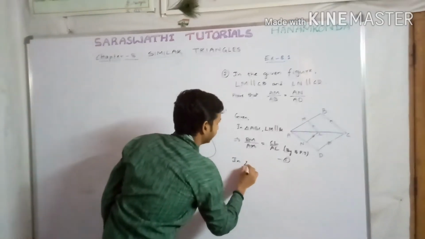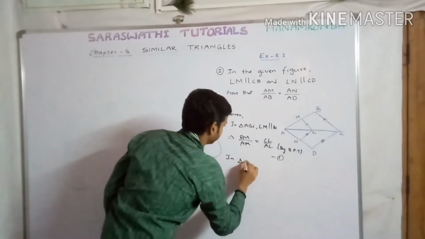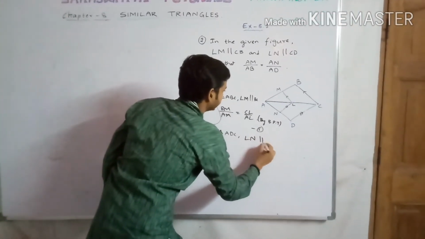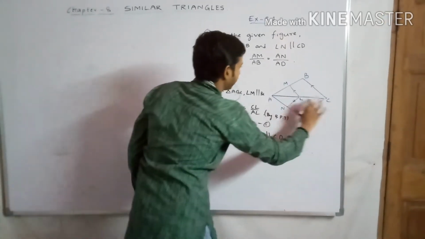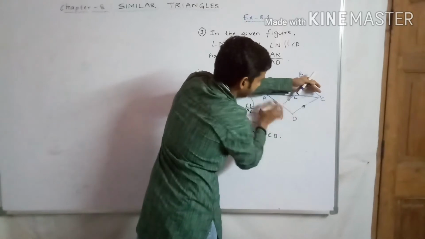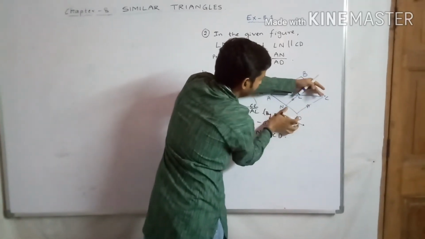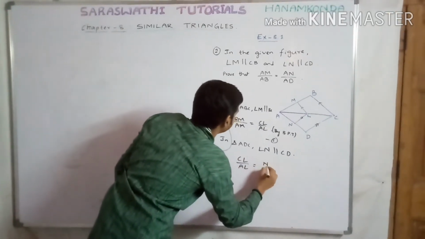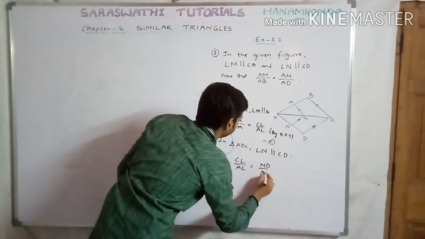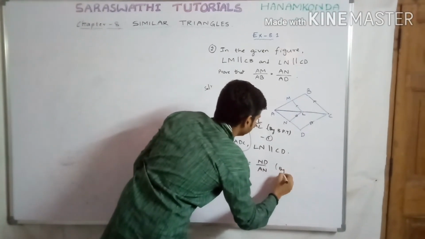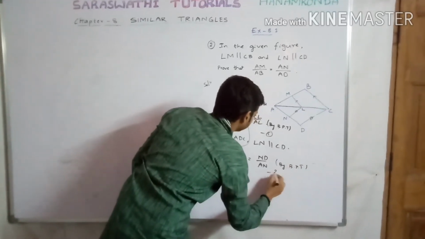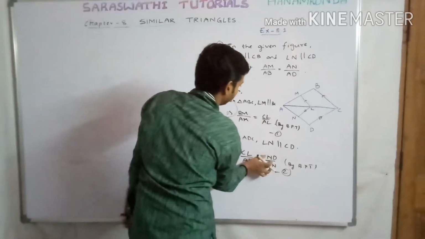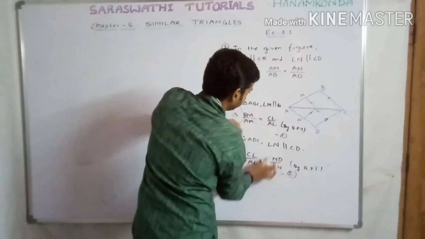Similarly, if we consider triangle ADC, LN is parallel to CD. If I apply BPT to this triangle ADC, we can write CL by AL equals ND by AN, by the basic proportionality theorem. This is the second equation. So from 1 and 2 we get BM by AM equals ND by AN.